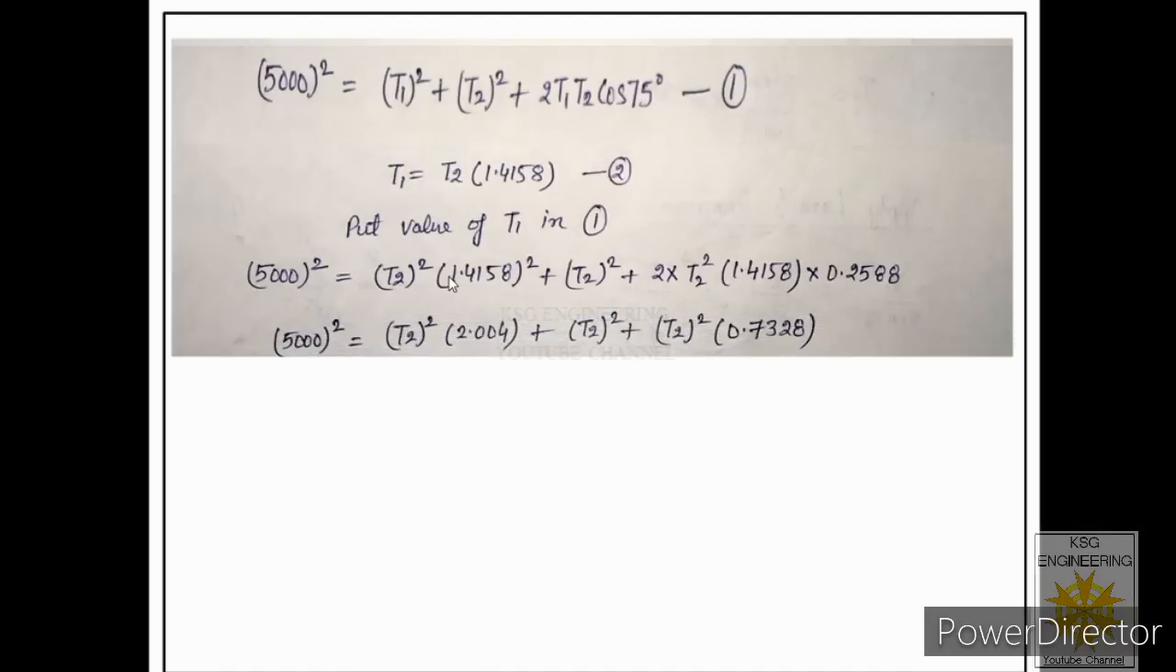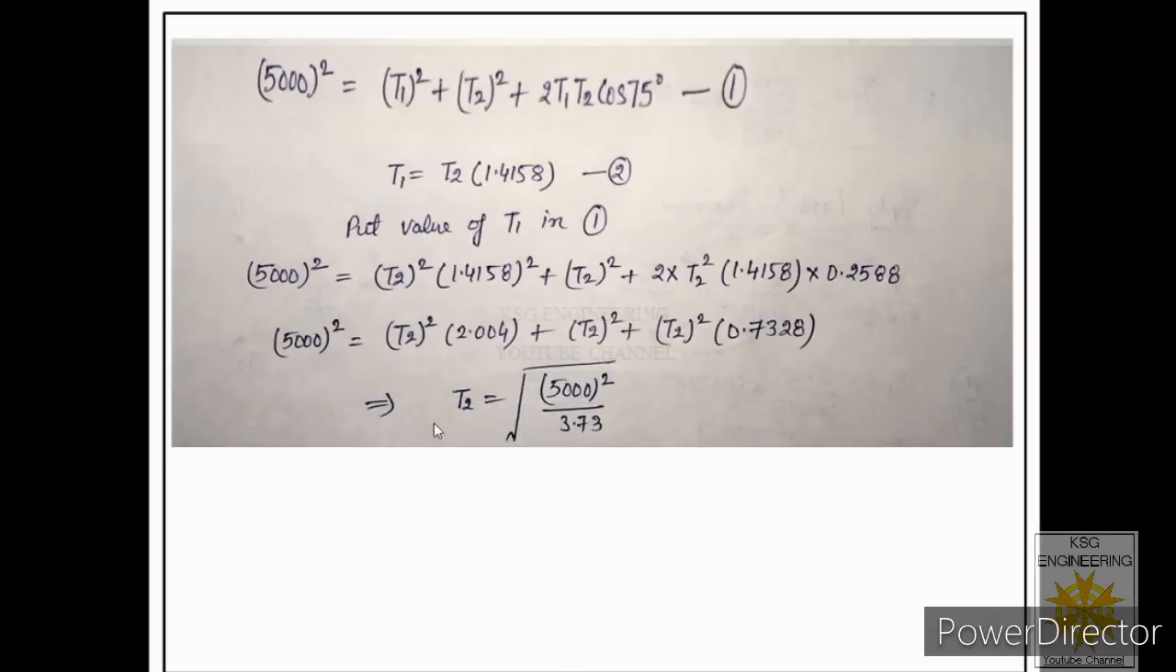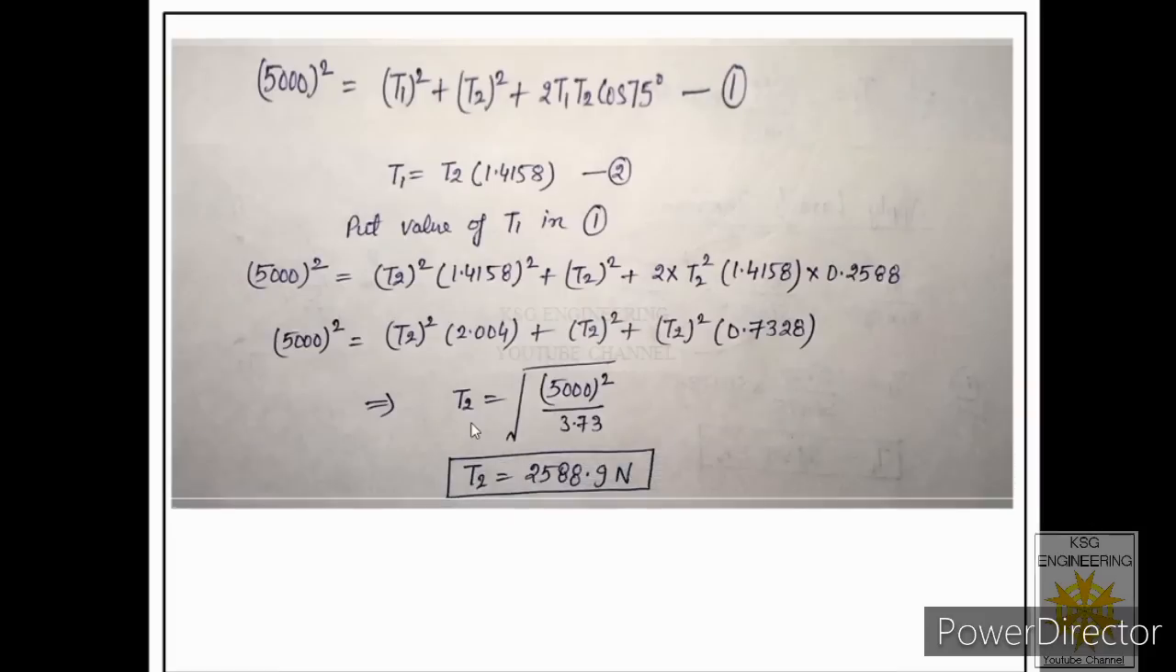After this, we will get this complete equation in terms of only one variable, that is T2. There is a single equation and there is only one unknown, that is T2. It means we can solve this equation further to get the value of T2. So that value will be 2588.9 newtons. It means we got our first answer.